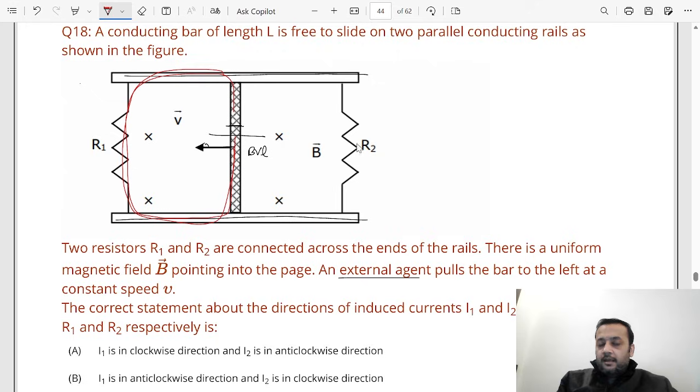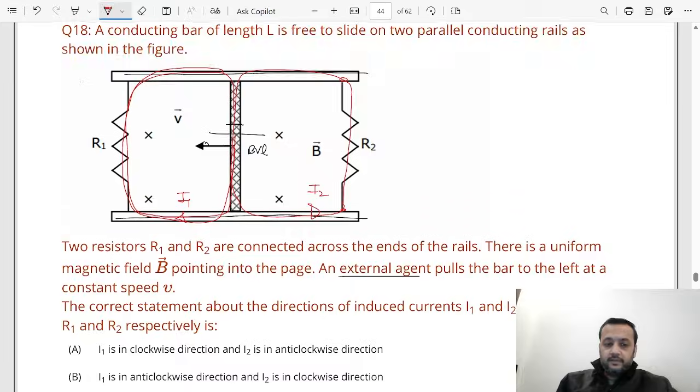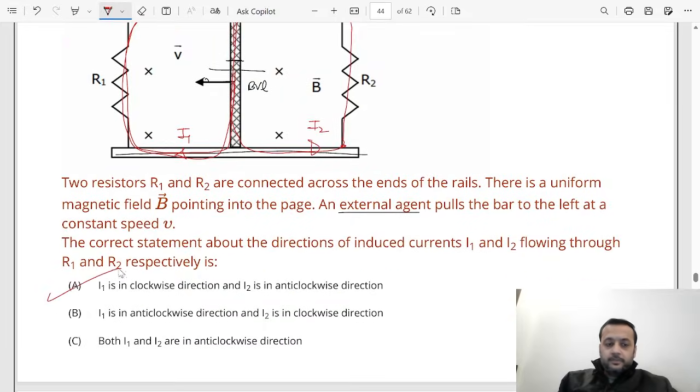And here R2, this point will be at higher potential and this point is at lower potential. So here the current will flow like this. So basically we can say that I1 is flowing in the clockwise direction and I2 is flowing in the anti-clockwise direction. So option A is the correct answer.